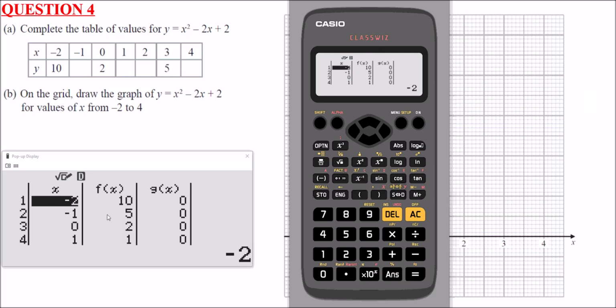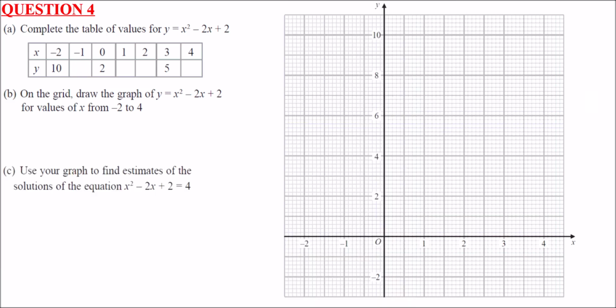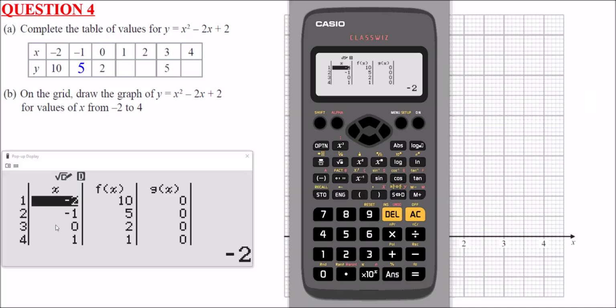So when x is minus 2, y is 10, like it shows here. The next one, when x is minus 1, y is 5. So we need to fill in 5 here. Next, 0 and 2. 0 and 2 has already been given. When x is 1, y is 1, so we put in a 1 here.